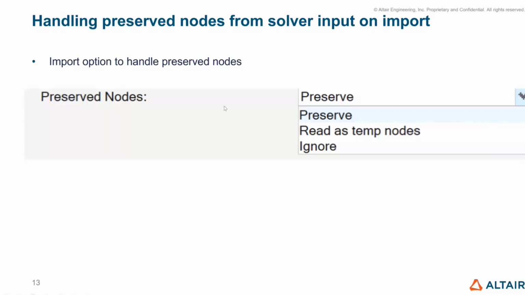Right now, the user has the option during import to handle these nodes. They have an option to preserve those nodes or read them as temp nodes, or we could just ignore those nodes. So these options are provided as part of the solver options during import.